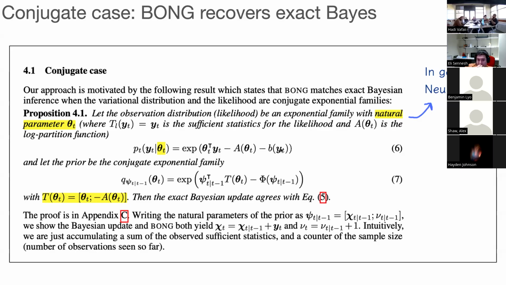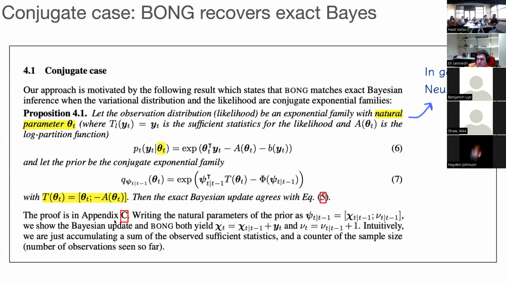And then you forget that you could do that. You just say, okay, I'm going to actually take these and apply the BONG rule on these and then compute the updated posterior using the BONG rule. It turns out those two different things give you exactly the same outcome. That's what they mean here when they say BONG recovers exact Bayes, the conjugate case.